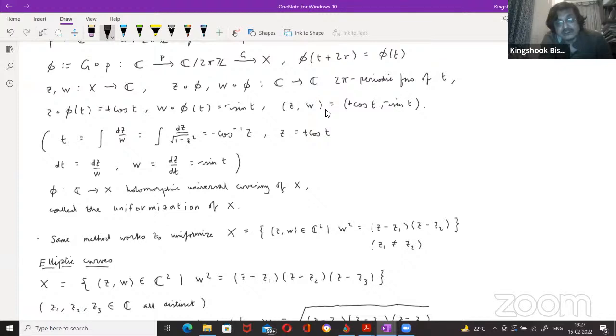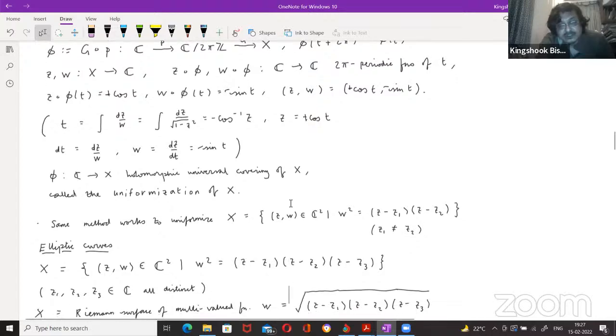Now the same method works to uniformize any algebraic curve of the form w squared equal to a quadratic polynomial in z, z minus z1 times z minus z2 with distinct roots. So z1 is not equal to z2. Again, you'll consider the integral dz over w, and you can perform the same steps and uniformize this algebraic curve. So you will get a parametrization of this also by singly periodic functions. So they will be trigonometric functions. So these algebraic curves can be uniformized by trigonometric functions.